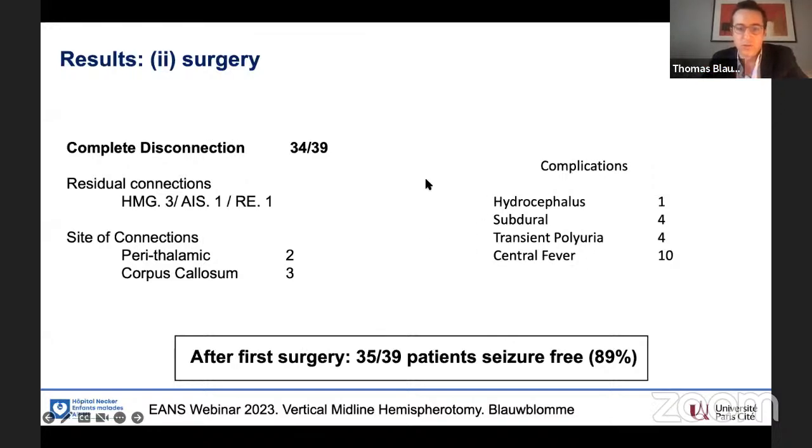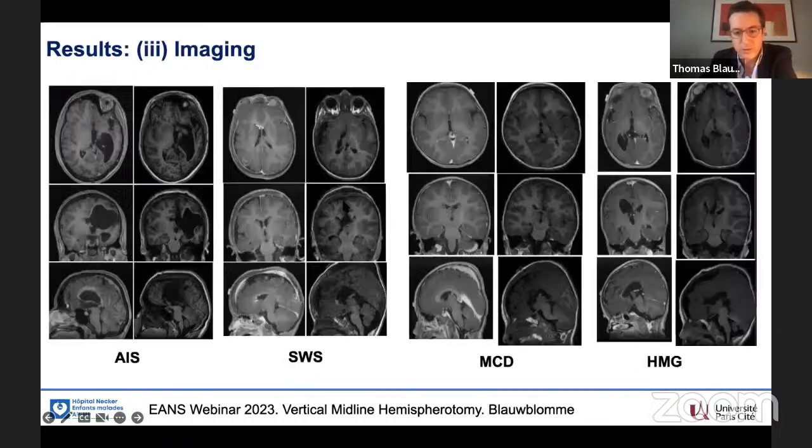Complications: 1 case of hydrocephalus out of 39, 4 cases of subdural collection that we treated with a subduroperitoneal shunt, 4 cases of transient polyuria for 2 or 3 days that resolved spontaneously. And central fever: we have 8 cases from Taiwan with central fever and only 2 cases in the Necker cohort. So 89% of the patients were seizure-free after the first surgery.